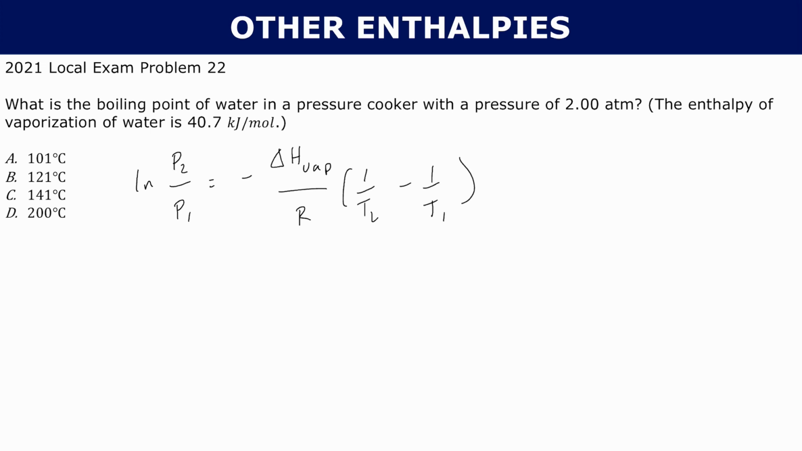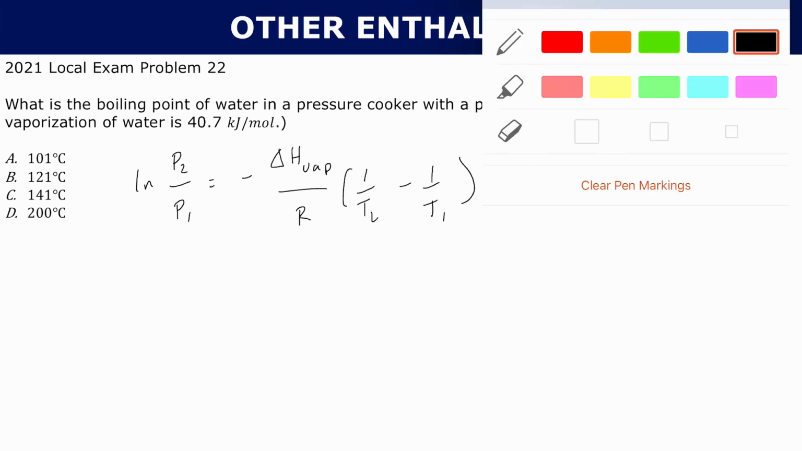Let's say our pressure 1 and temperature 1 is going to be the normal boiling point of water. The normal boiling point of water is at 1 atmosphere, and it boils at 100 degrees Celsius. 100 degrees Celsius is 373 Kelvin, and you want to use Kelvin for your temperatures. Be careful about that. So that's temperature 1 and pressure 1.